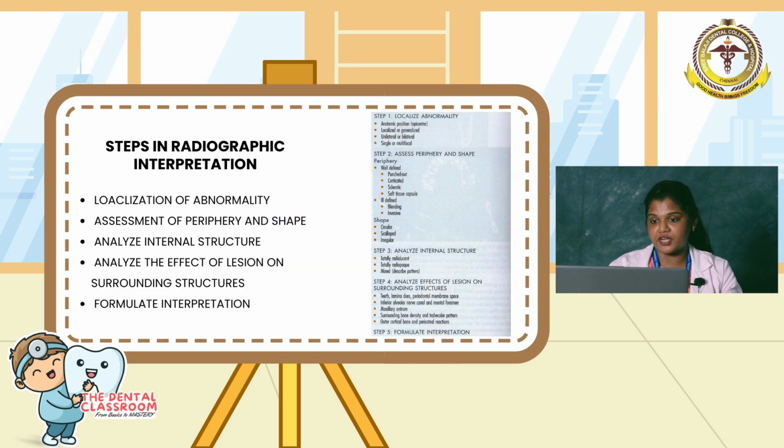These are the steps in radiographic interpretation: the localization of abnormality, assessment of the periphery and shape, analyzing the internal structure or the internal architecture of the bone, analyzing the effect of the lesion on the surrounding structures, and finally formulating the interpretation. So I'll be explaining the steps in detail in the upcoming slides.